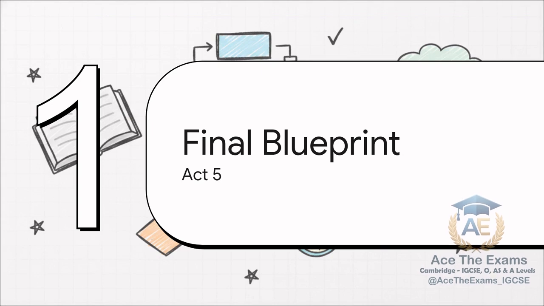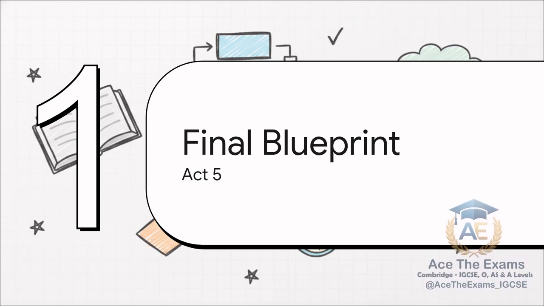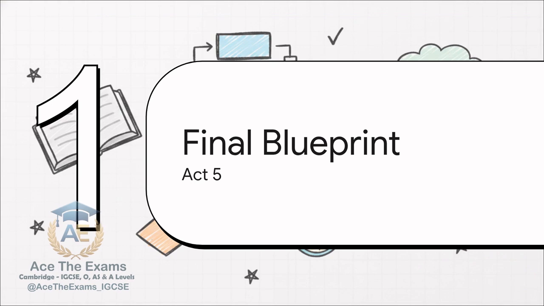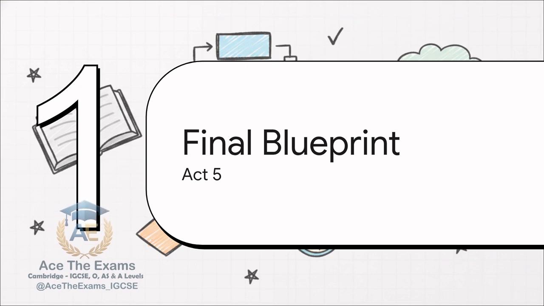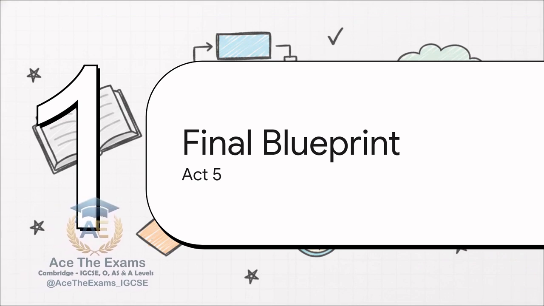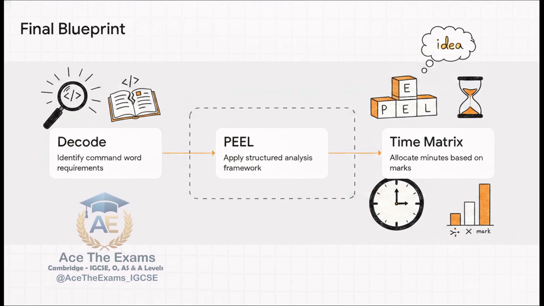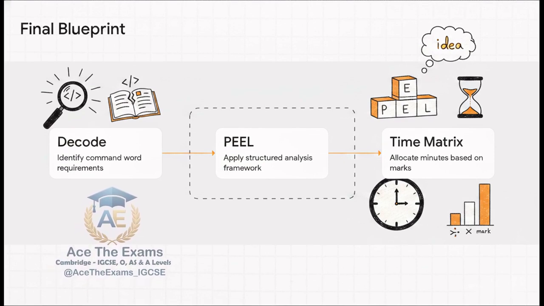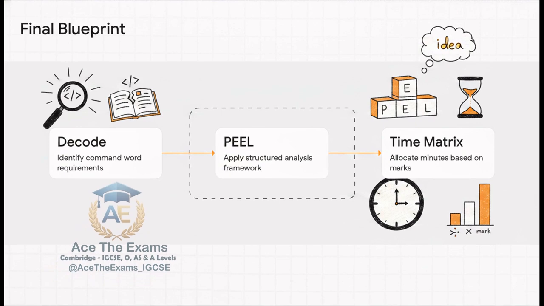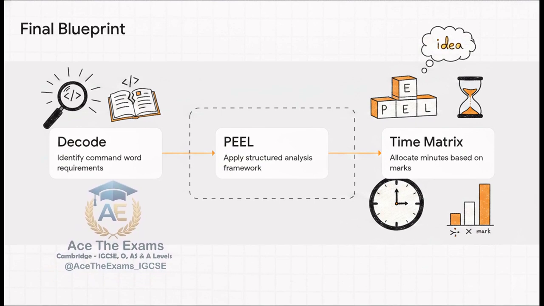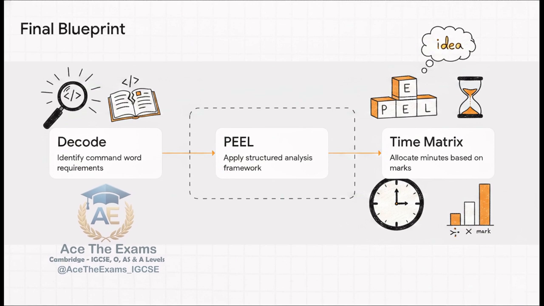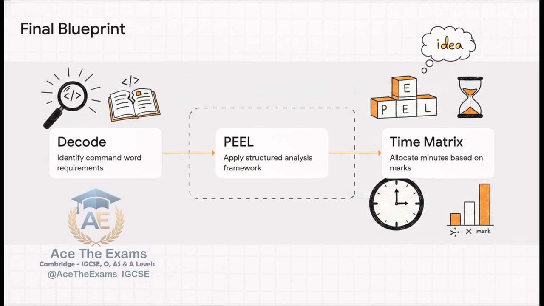And that brings us perfectly to Act 5, the final blueprint. Let's take a breath and consolidate everything we've excavated today into one definitive, foolproof system. Here is your ultimate 3-rule blueprint to take into your exam. Rule 1. Command word decoding. I mean it. Never start writing until you know exactly what the command word requires. Write an algorithm strictly means use pseudocode with perfect formatting. Explain how means break out the Peel framework.